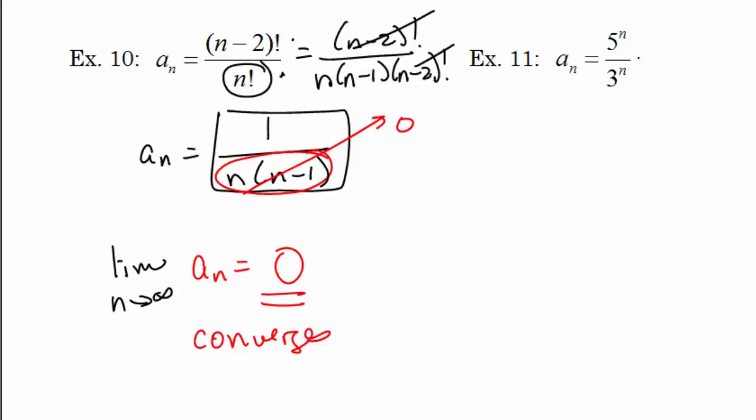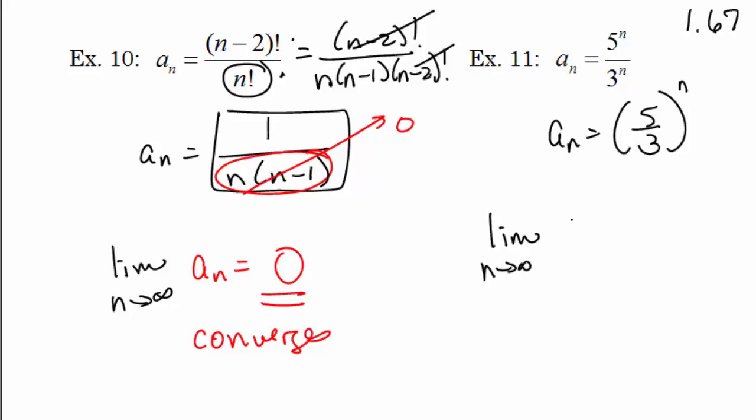What about this one? Well, you might want to look at this as 5/3 to the power of n. Now 5/3 is approximately 1.67. If you take a number larger than 1 and keep raising it to powers, what's going to happen? It's going to diverge. So the limit as n approaches infinity of 5/3 to the nth power diverges. The limit does not exist.